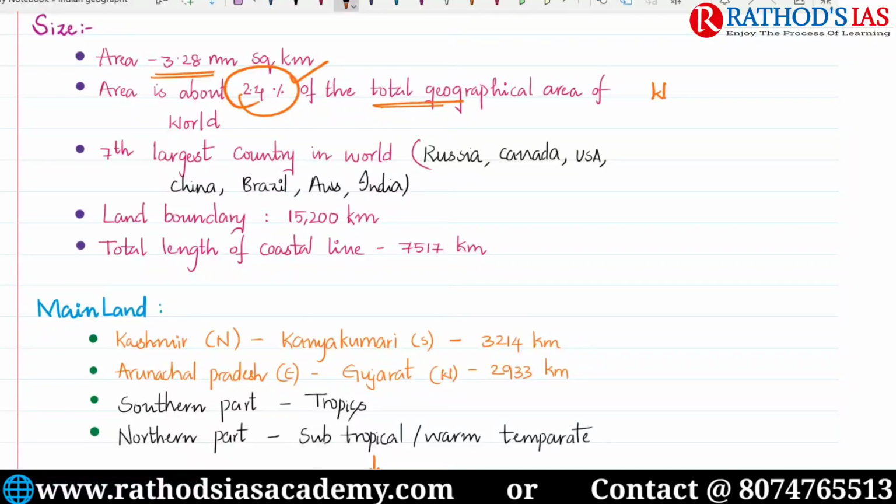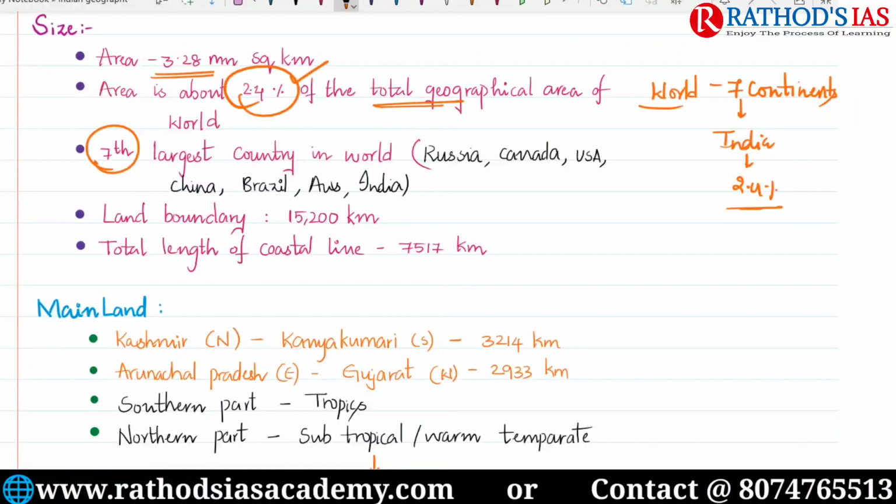So if you are talking about our world, which includes 7 continents, what is the area of India? The area of India is 2.4% of the world's area. And India is the 7th largest country in the world. So based on the size, India is 7th largest.